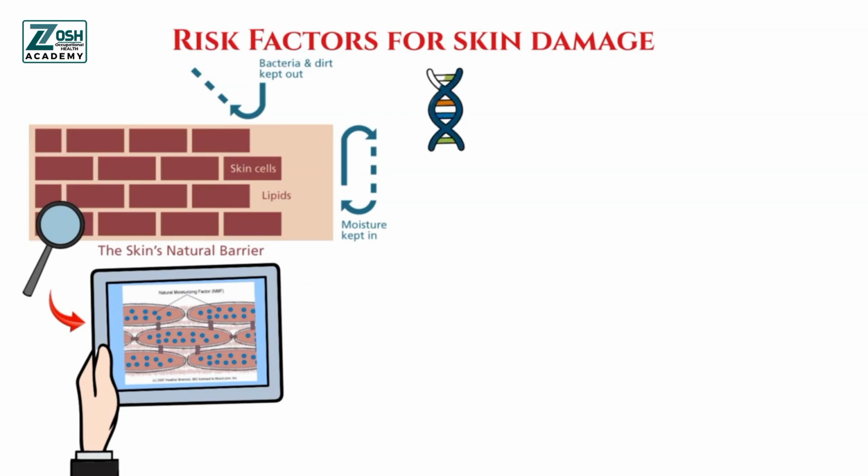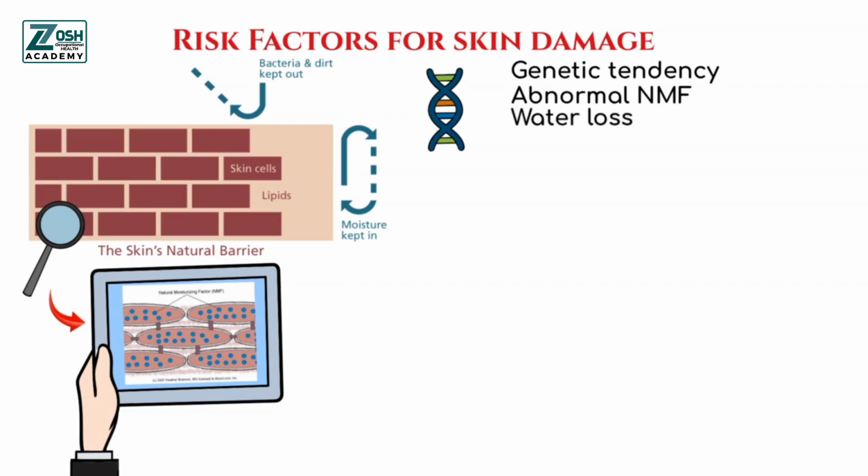In people with a genetic tendency towards allergies, atopic genotypes, the natural moisturizing factor is abnormal. This may be due to deficiency of filaggrin. This leads to loss of water, causing dryness of skin. This is associated with atopic dermatitis.